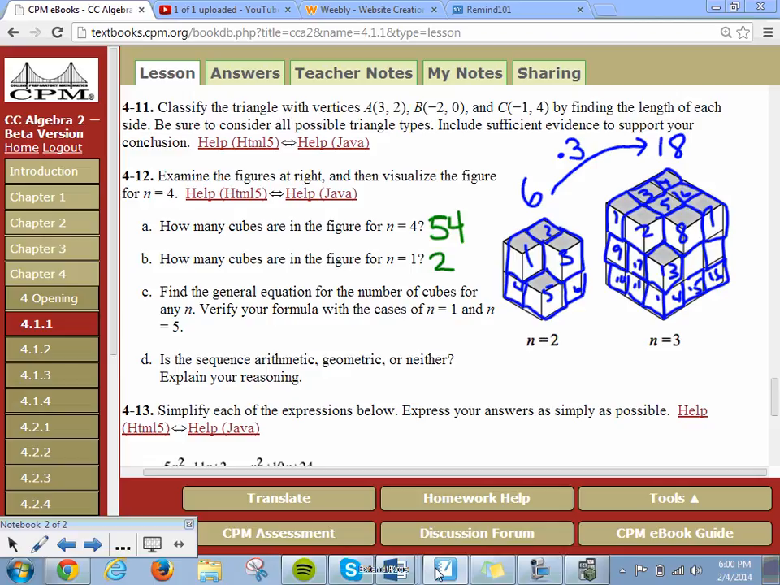C, find the general equation for the number of cubes for any n and verify your formula with, in the case of n equals 1, and n equals 5. So my equation is, so I need a starting value. Right now I'm at 2. So I need to take my 2 and divide it by 3, which kind of gives me something funky. But I do need a starting value where n is equal to 0. So we're looking at the equation with a starting value of 2/3. And then my thing that I'm doing over and over again is I'm multiplying by 3. And so y is equal to 2/3 times 3 to the x.